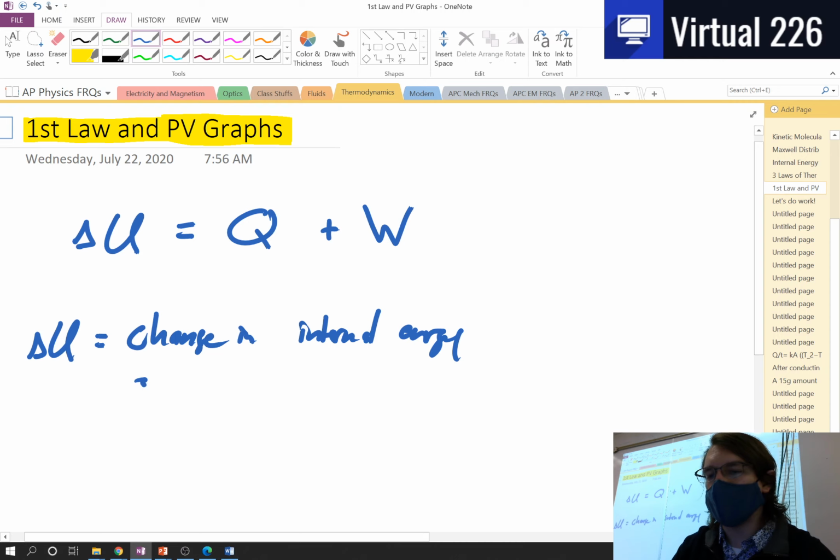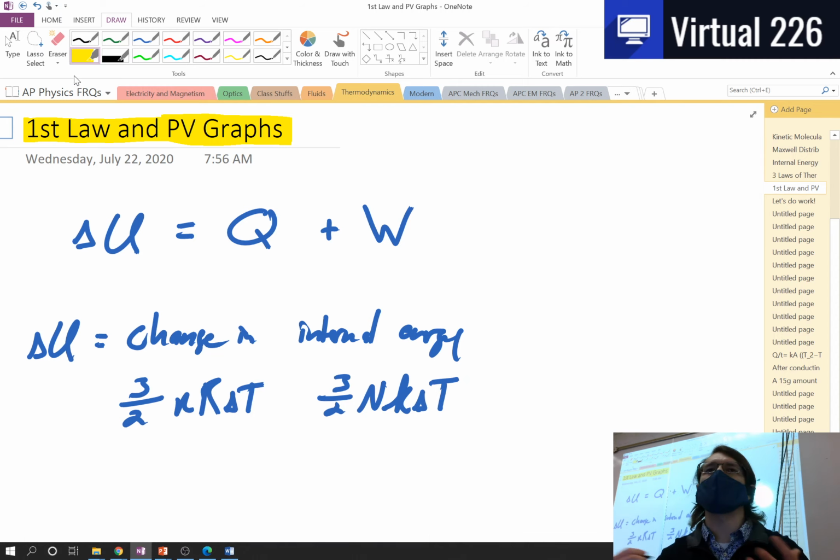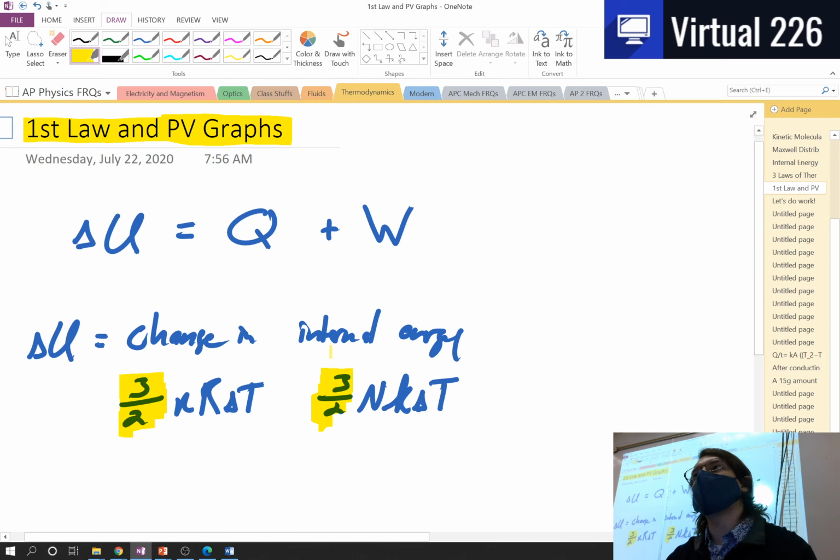We know it as the equation 3/2 nR delta T, or if you wanted to write it, 3/2 N K delta T. And also recall, and this is where things get so complicated within this unit, that this 3/2 only exists for monatomic elements. If you have a diatomic element, like those nitrogens and oxygens and whatnot, then that 3/2 is going to become a 5/2 because there's more degrees of freedom.